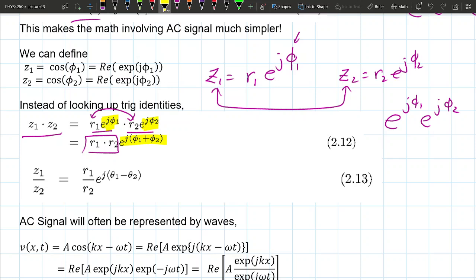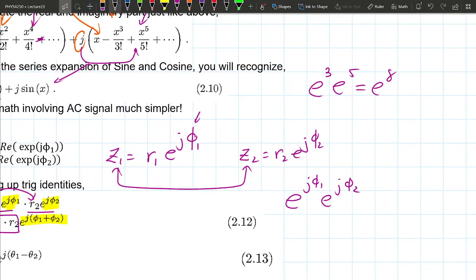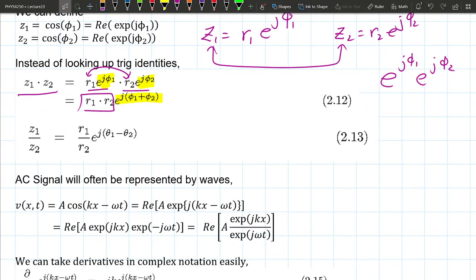All right, division is even harder. You have to switch this to a negative sign. Because when you divide two exponentials, or two powers, e to the 3 divided by e to the 5, that's actually e to the negative 2. It's 3 minus 5. So all of this multiplication and division stuff that you used to have to figure out with trig identities, now you can just do by adding and subtracting.